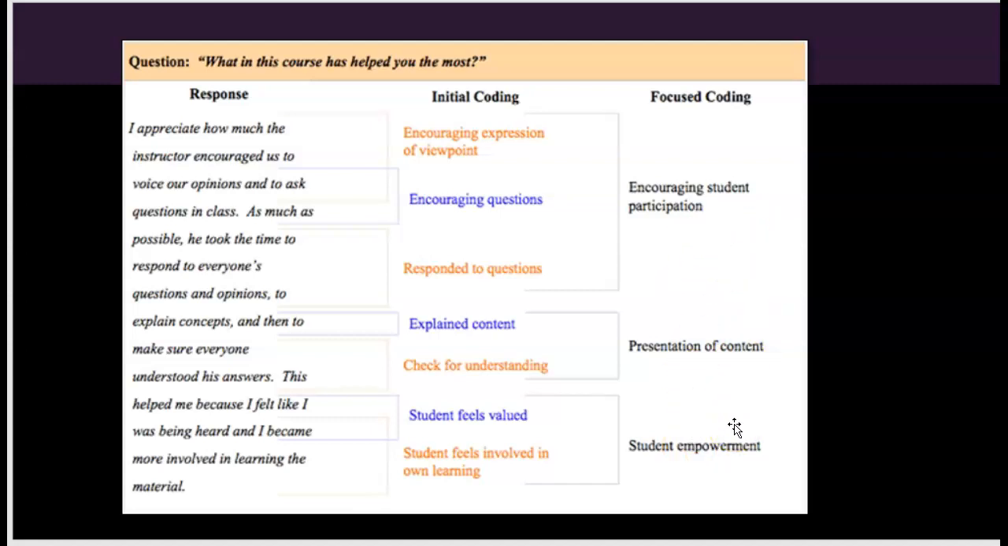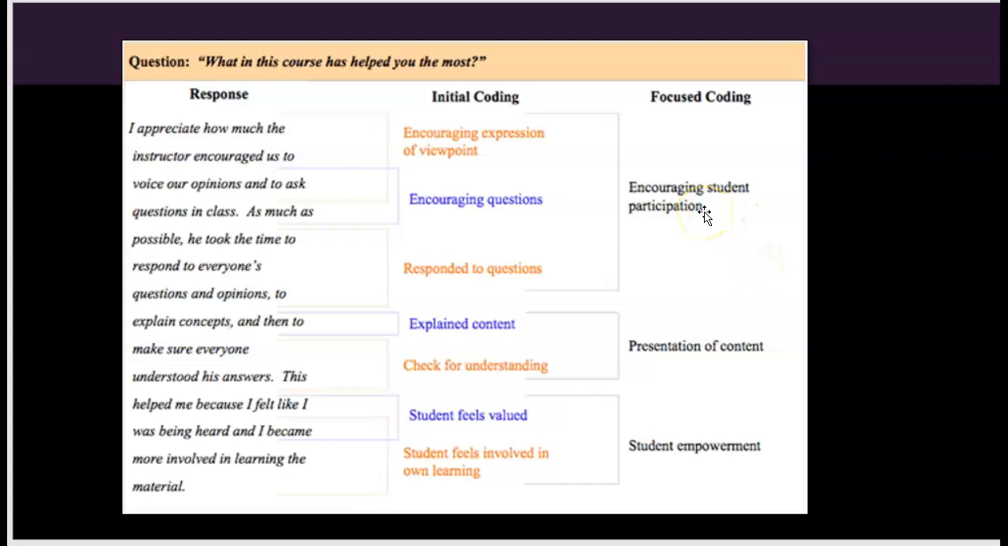And in that example, it's important to note that an initial code might be the title of the focused code, and that might be the title of the category if it makes sense. It doesn't have to be a new idea each time. All of these could be combined into that initial code, which would create your focused code of the same name, because it really expresses all of these points of view.